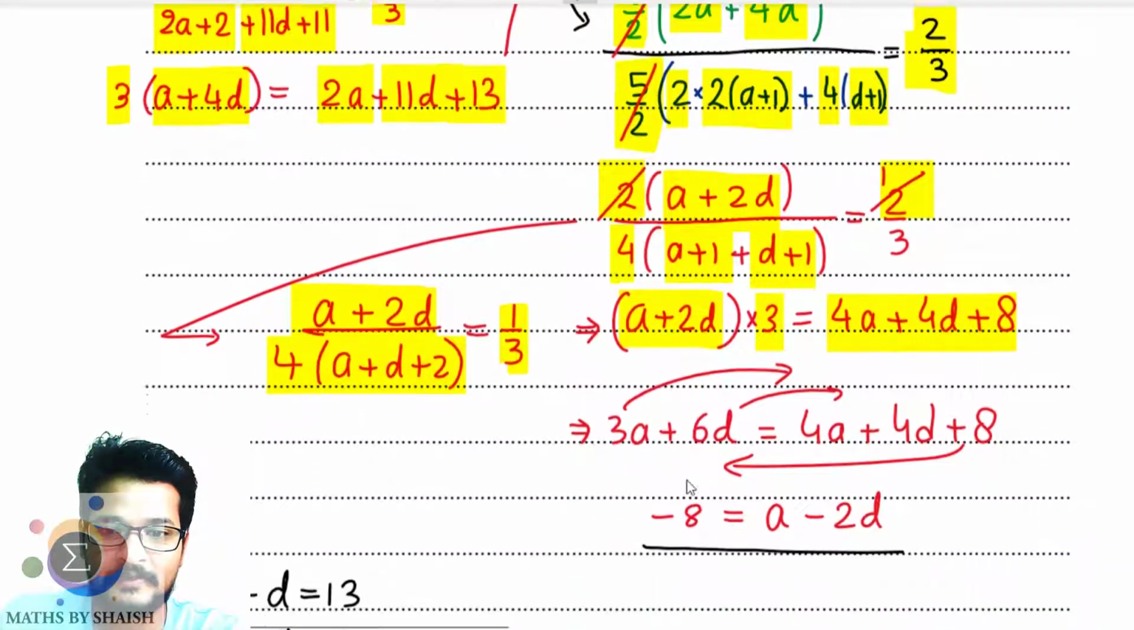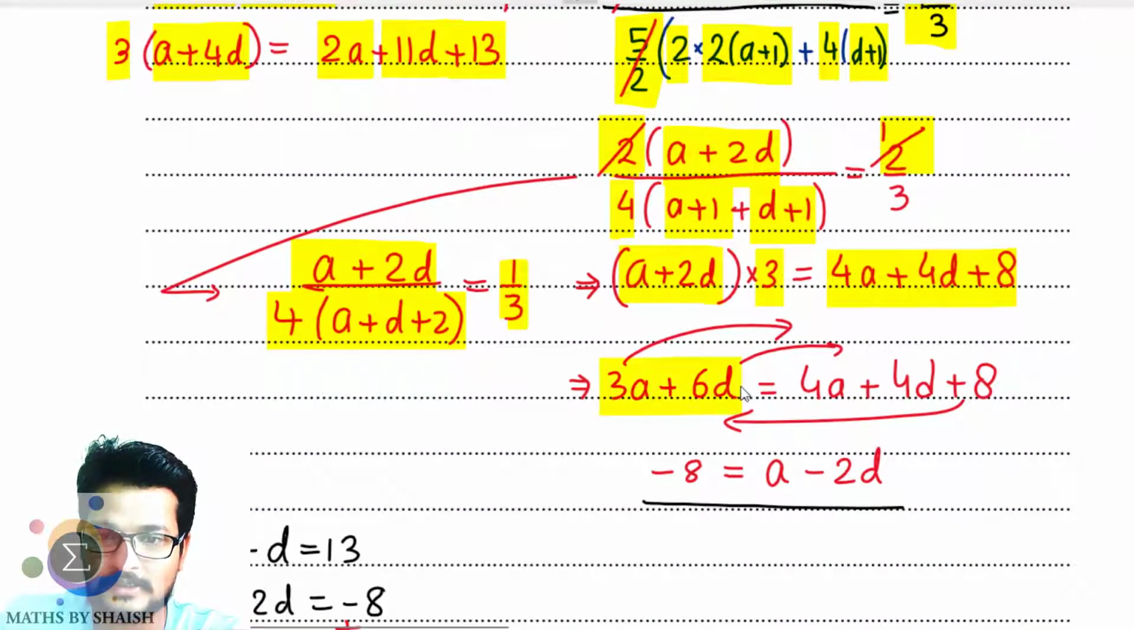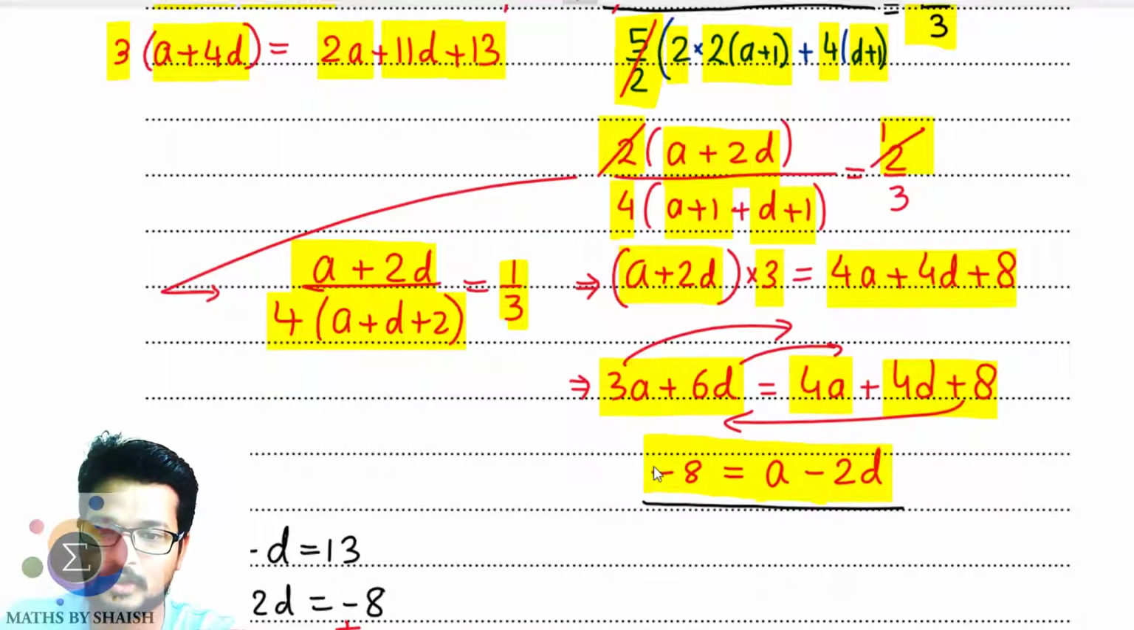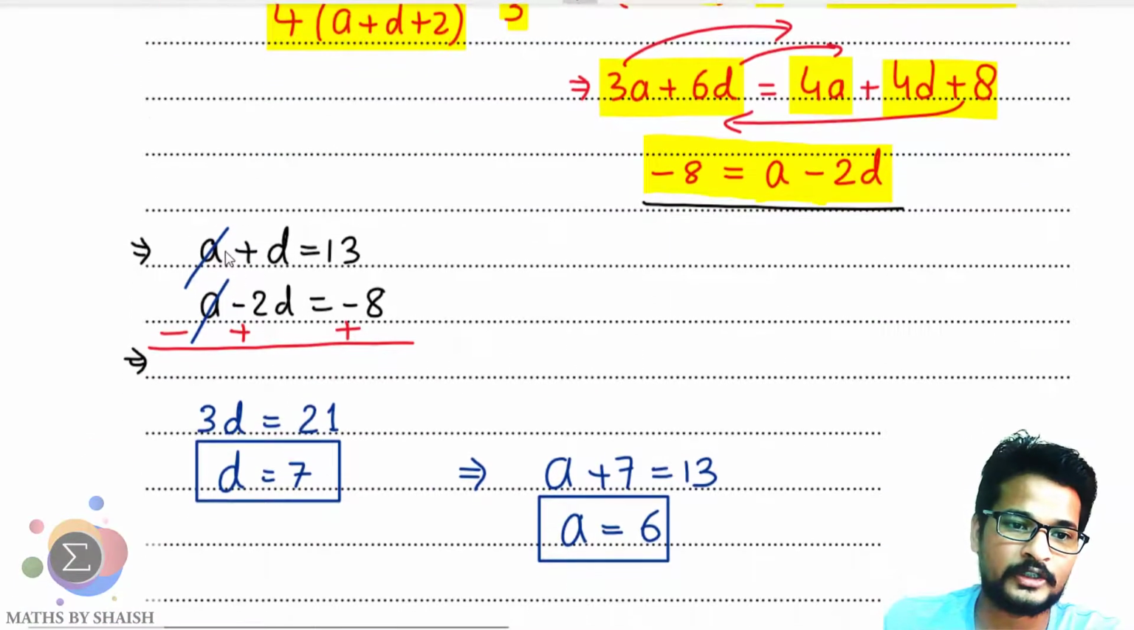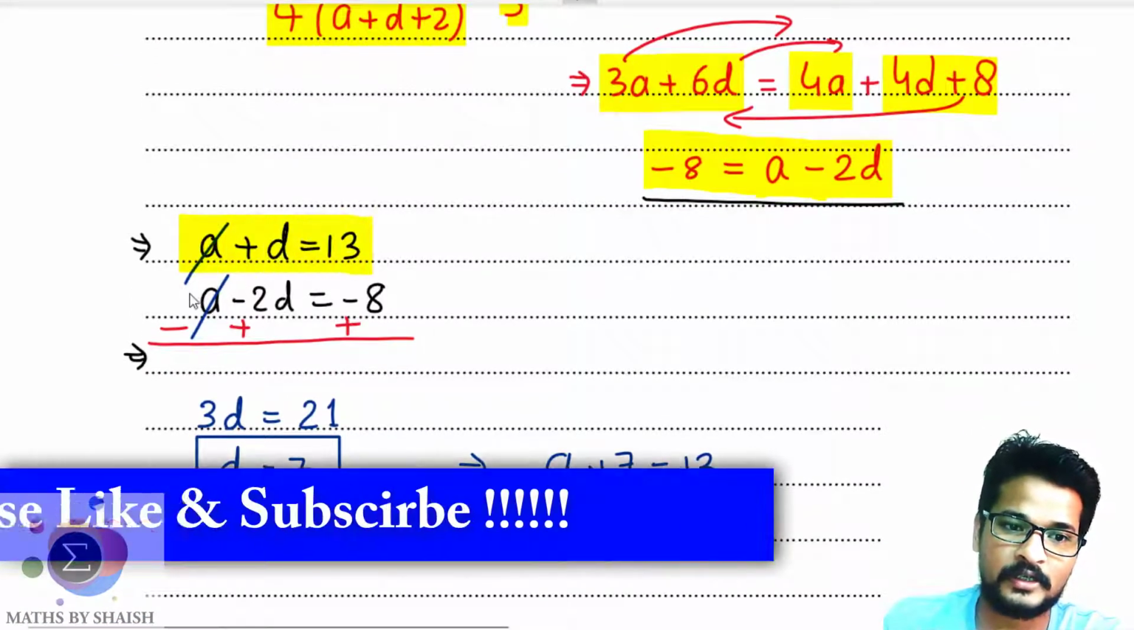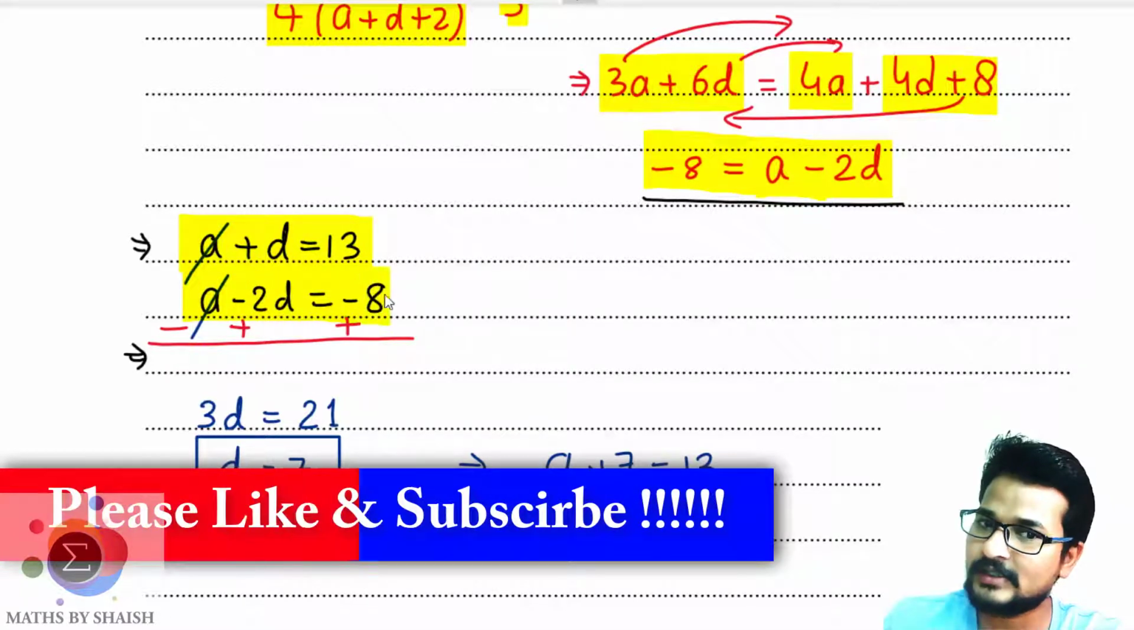So when we simplify from here, we get 3a + 6d = 4a + 4d + 8, and we will send this constant here and the a and d terms here. We got 4a - 3a is a, and 4d - 6d is -2d. So we got another linear equation. So we got two linear equations. First one is a + d = 13. Second one is a - 2d = -8.